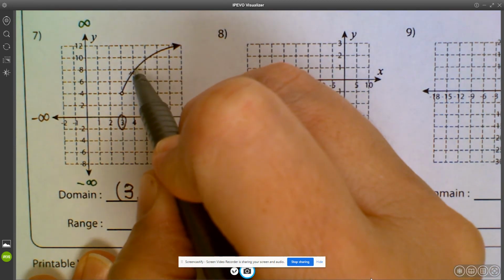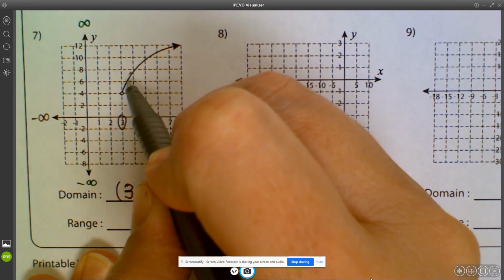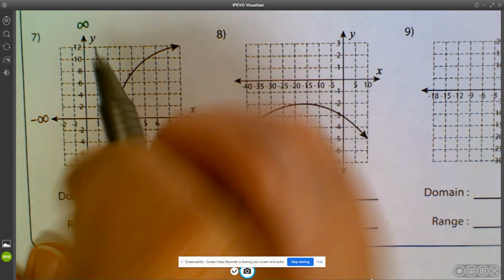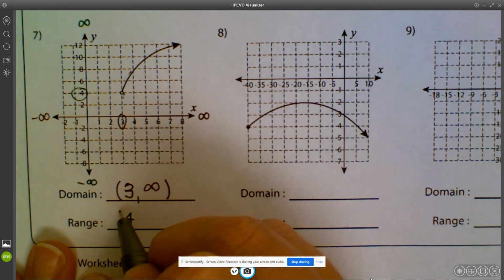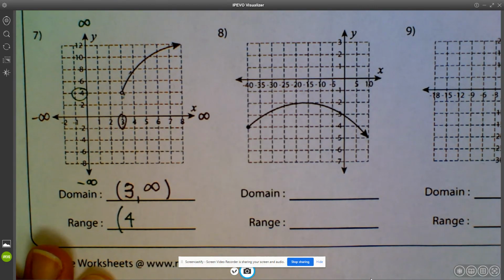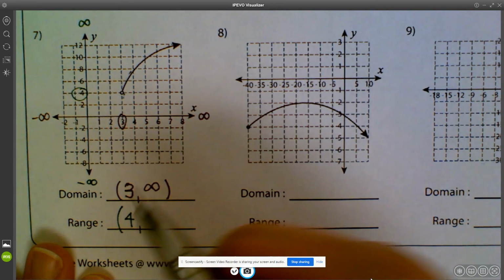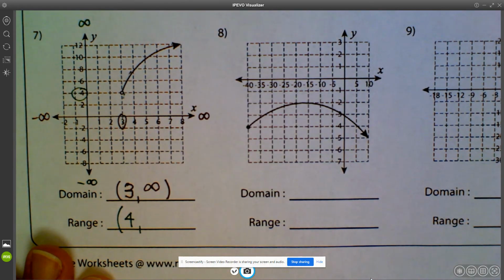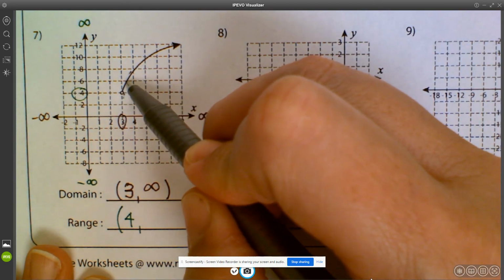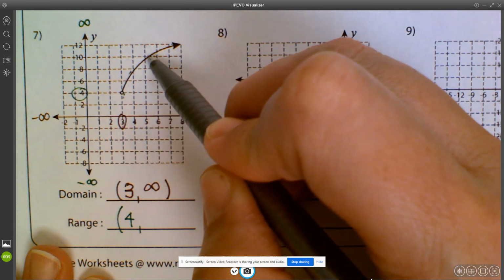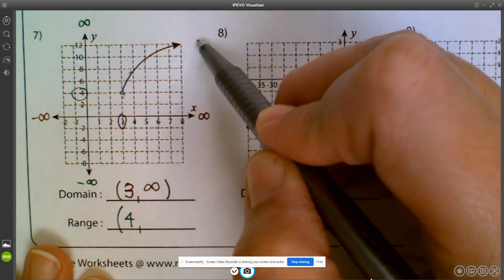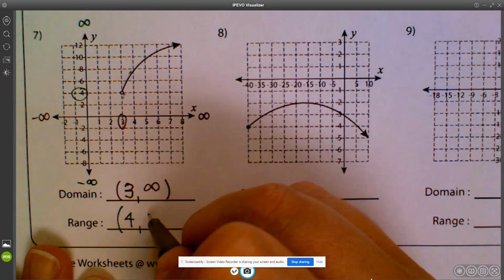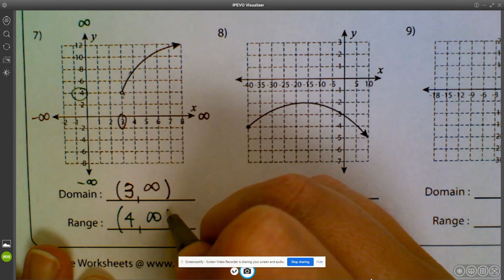Well, here, y equals 8. Here, my y coordinate is 6. Here, my y coordinate is 4. And do I touch that 4? No, I don't, because it's an open circle. So I put a parenthesis. Now let's see my greatest y coordinate, and that'll give me the endpoint for my range. Y equals 6, 8, 10, 12, 13, 14, 15, 16. It goes on forever to infinity.